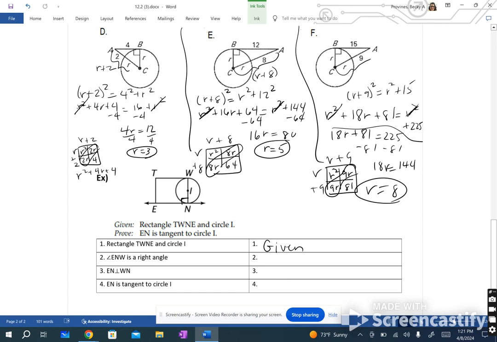Okay, now remember, that is the point of tangency, but we can't just jump into it. We can only use previously given information. So from step 1, how do you know that's a right angle? We know that because the definition of a rectangle is all the angles are 90 degrees. So this is definition of rectangle.